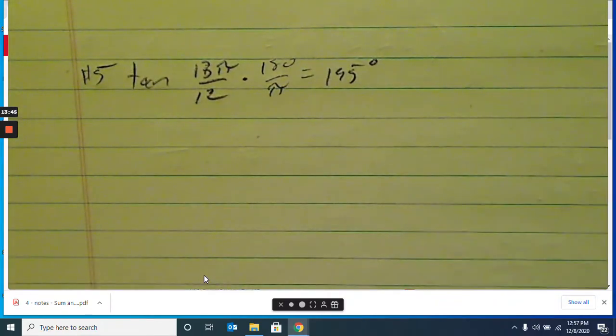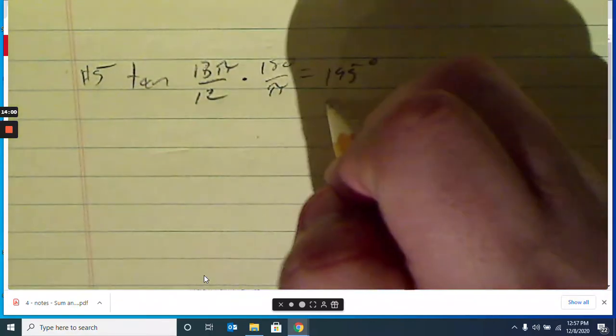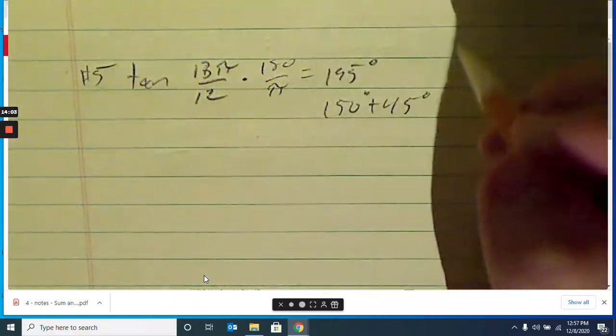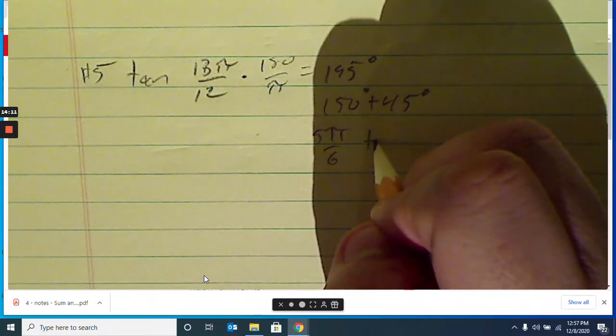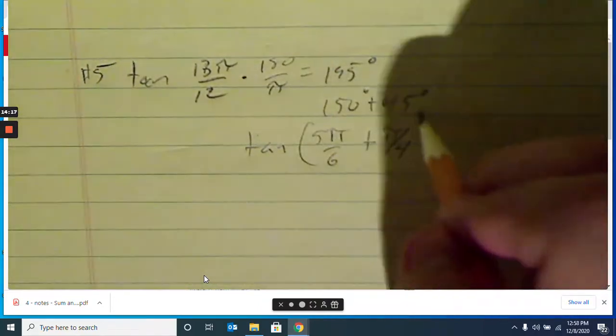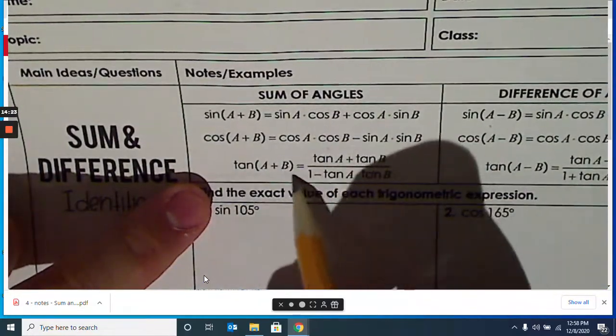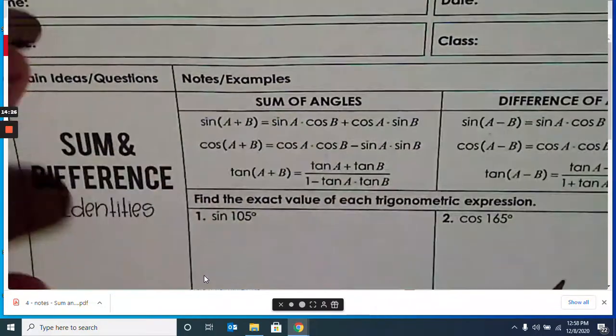So in order to get 195, I think I can do 150 plus 45. So 150 is 5 pi over 6, and 45 is pi over 4. So that would be the tangent of 5 pi over 6 plus pi over 4. The tangent formula looks like this. Okay, so I'm going to write it out.